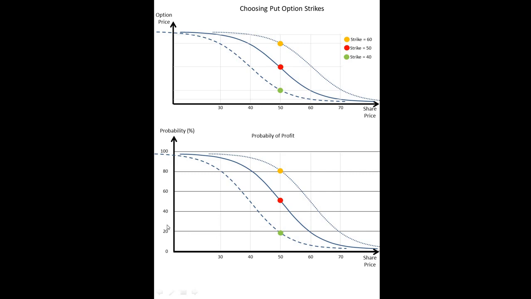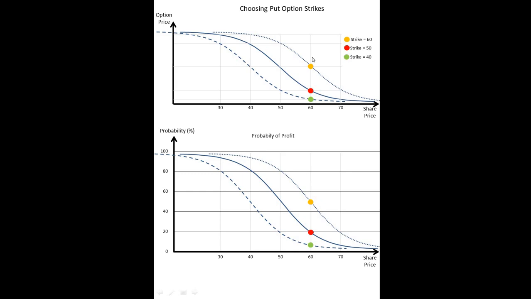Once again, these probabilities and the deltas and the option prices are dependent on various other factors, but you just need to understand the theory behind it and how option prices and probabilities move as the share price moves. So let's simulate what happens if the share price goes up to $60. On the upper chart, we can see that the orange dot moved down quite substantially, more or less the same amount as the red dot, while the green dot didn't move much.